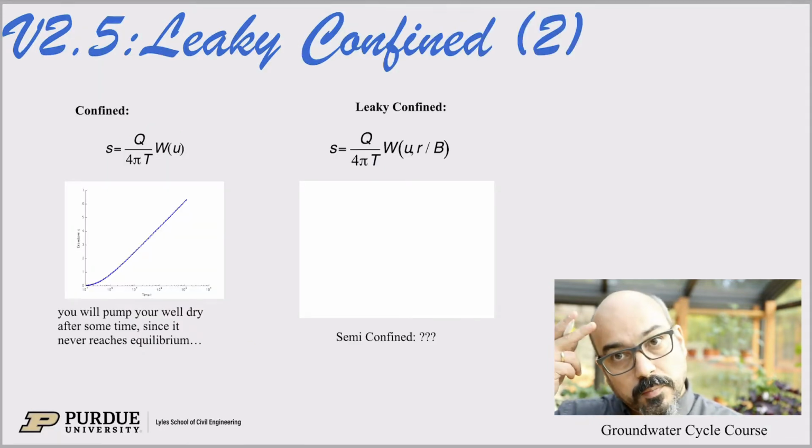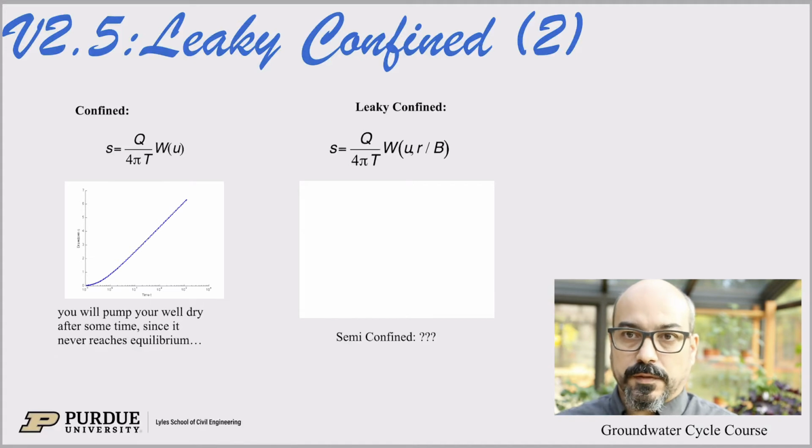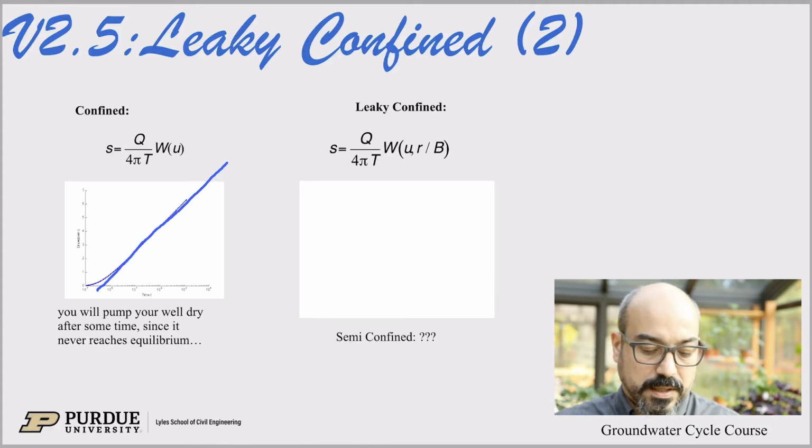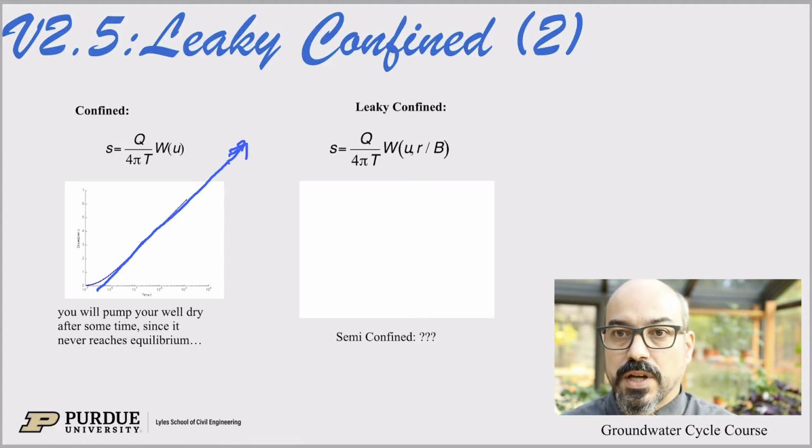Just as a reminder, for completely confined aquifers, we saw when we did that straight line method that it never stops dropping. The drawdown keeps going up and up as time goes on, so you never really reach an equilibrium. At some point you're going to run that well dry, if you will. That's another way to say it.